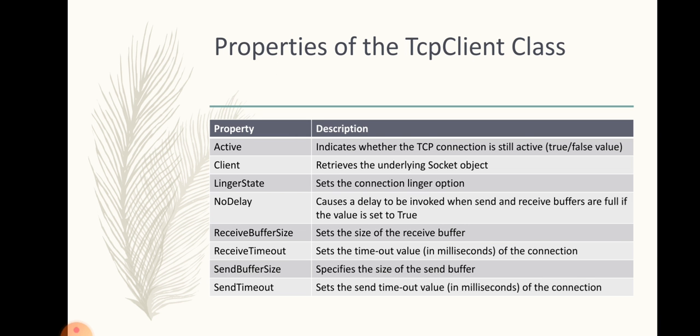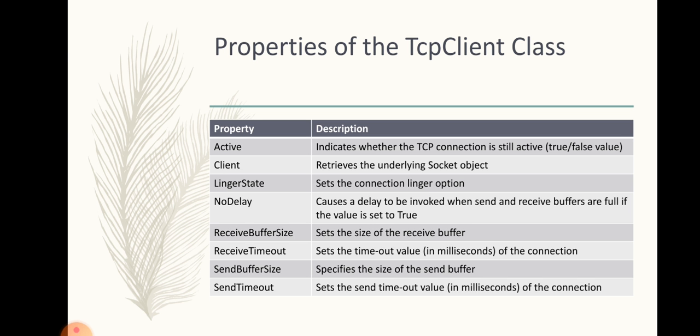Here we are going to discuss some properties of the TCPClient class. The first property is Active. It checks whether the connection is still active or not. It will return a true or false value. Got it, students? If the connection is active, it will return true. Otherwise, it will return false.